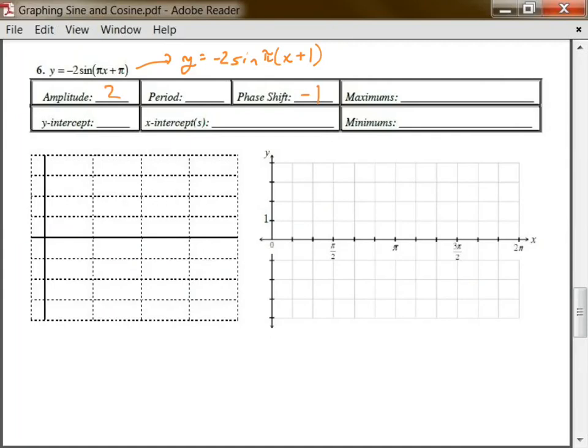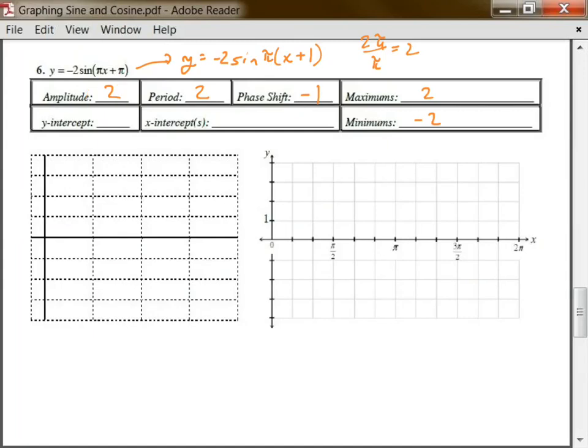My amplitude is going to be 2. My period, well, the b is what's multiplying the x, so that's going to be pi. My period is going to be 2 pi divided by pi, because it's divided by b usually. It's 2, so my period's 2. Ooh, that's interesting. Now my maximums are going to be at 2, and my minimum is going to be at -2. There's no vertical shift, and so I can just use the amplitude to help me find the max and min.